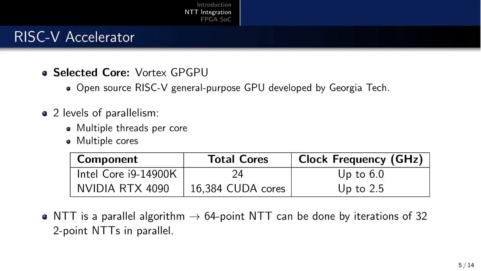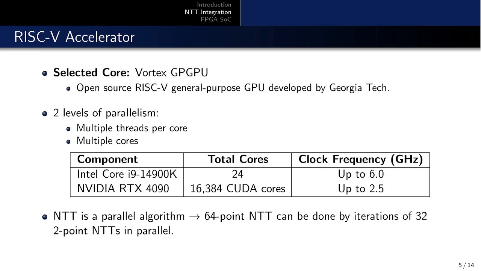Okay, now let's talk about NTT integration. The selected RISC-V accelerator is the Vortex GPU. It's an open source RISC-V general purpose GPU developed by Georgia Tech. The main reason we use GPUs is the massive level of parallelism. We have two levels of parallelism: multiple threads working on a single core, and also multiple cores.